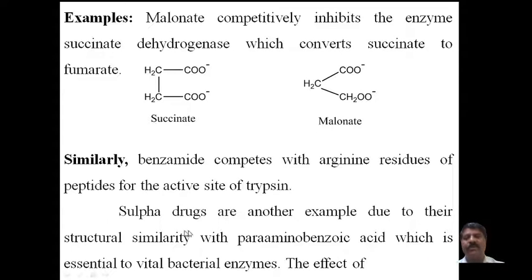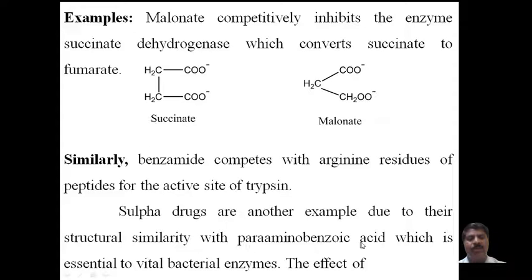Now come to sulfa drugs. Sulfa drugs are another example, due to the similar structure of para-aminobenzoic acid. This is para-aminobenzoic acid.